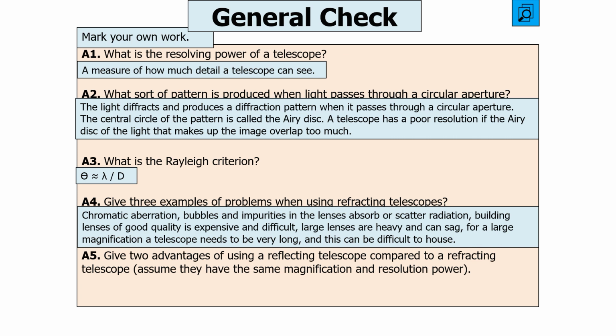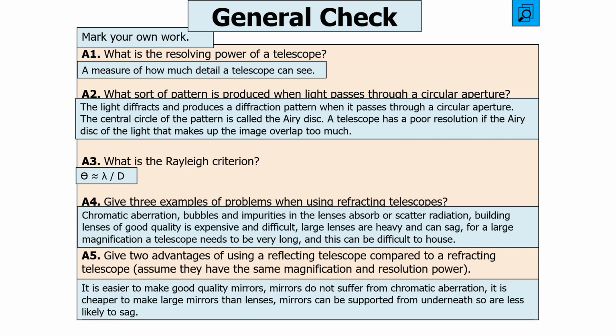Now, the advantages of reflecting telescopes are it's easier to make good quality mirrors. Mirrors do not suffer from chromatic aberration. It's cheaper to make larger mirrors than lenses. Mirrors can be supported from underneath, so are less likely to sag as well.